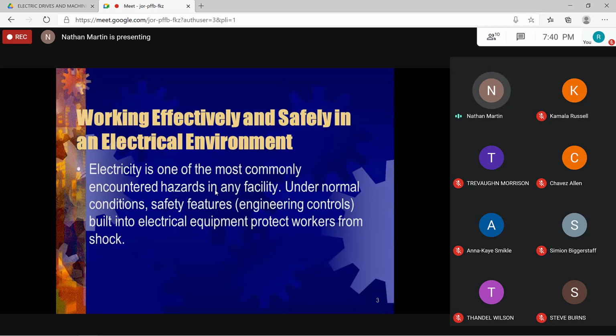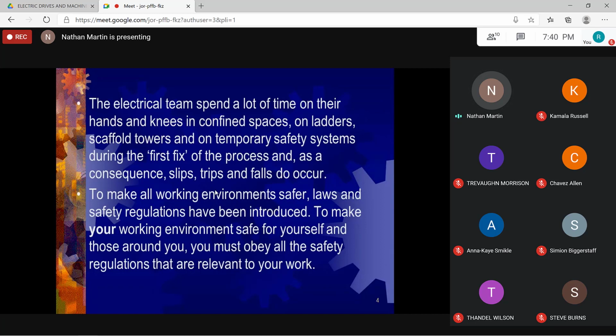All right. Moving on, we said the electrical team spend a lot of time on their hands and knees, right? In confined spaces, on ladders, scaffold towers, right, for persons who don't know, and temporary safety systems, right?